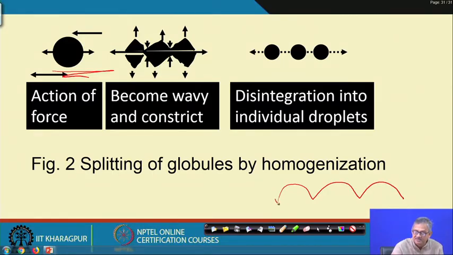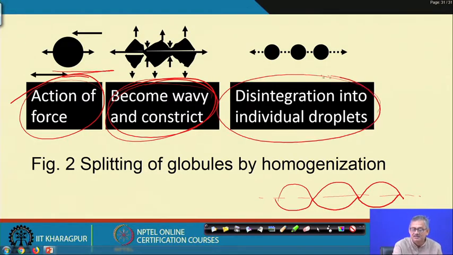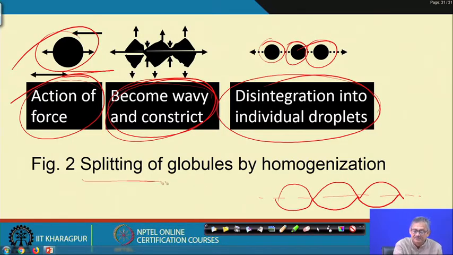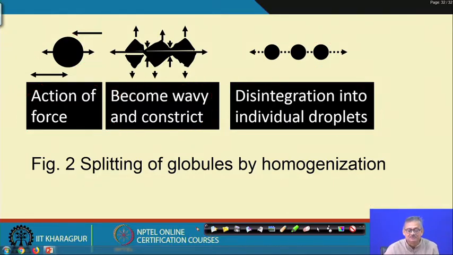Because of that, the fat globule, in this enlarged view, is getting segmented, and ultimately it becomes intermediate, becomes wavy and constricted, right. This is the action of the force: it becomes wavy and constricted, and then disintegrates into individual droplets. From the bigger droplet to the smaller ones, they are formed by the shear action. So, this is the splitting of globules by homogenization, this mechanism it follows, right. Now we go back to that.